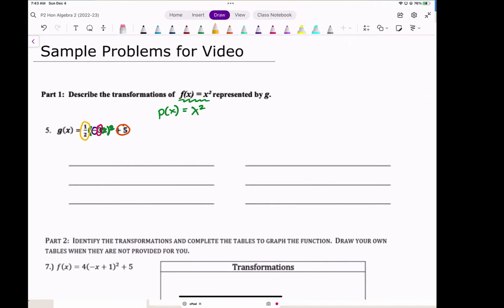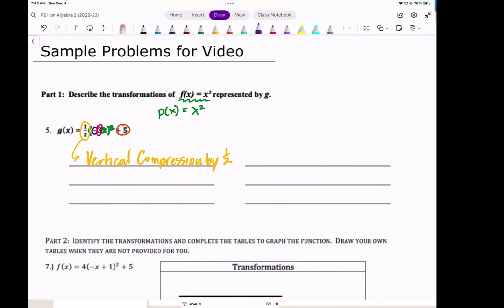So the 1/2, what's that guy doing? That is 1/2 being multiplied outside the parentheses or outside the original parent function. So multiplied means it's a stretch. Outside means it's a vertical stretch or compression. And since 1/2 is smaller than 1, it's actually not a stretch, it's a compression. And what that means is that all of the y coordinates would end up getting multiplied by 1/2.